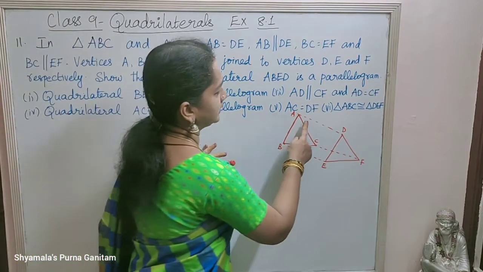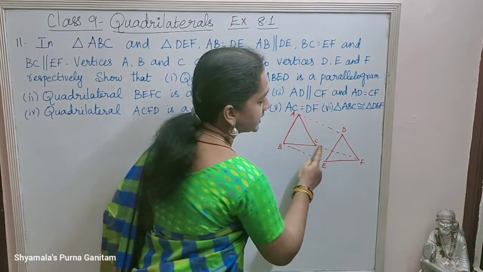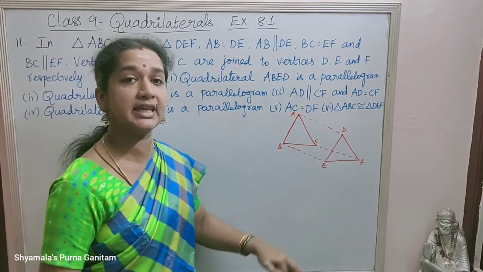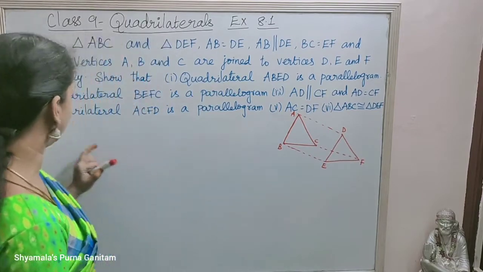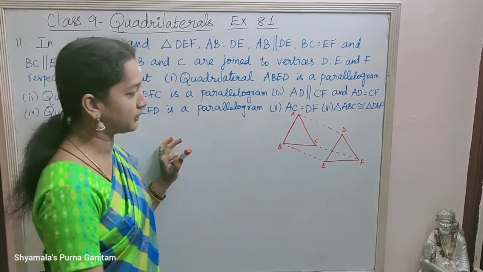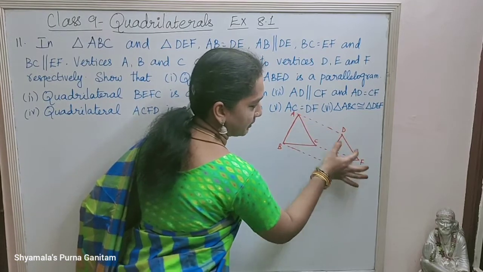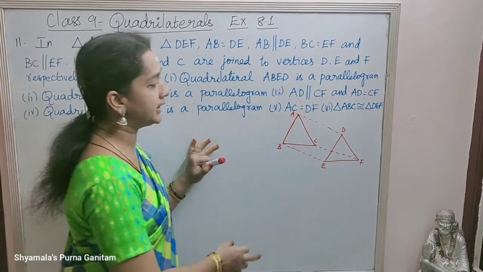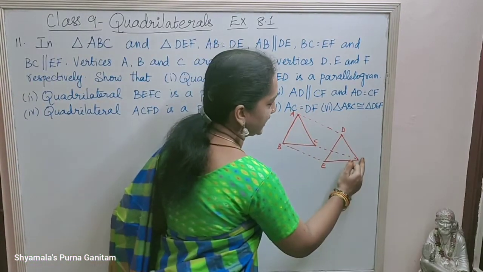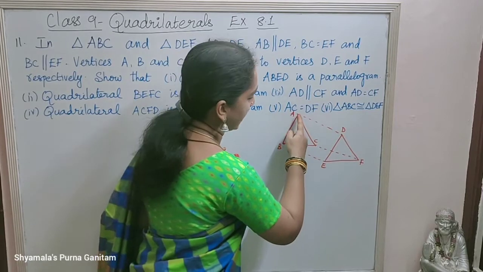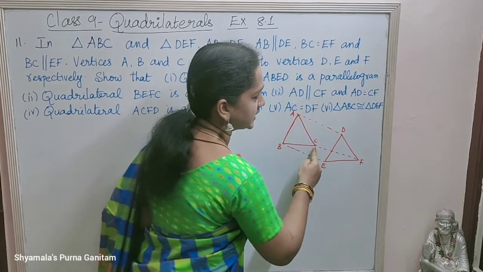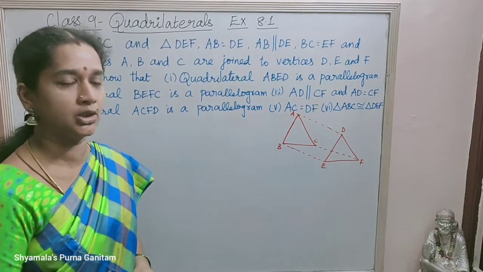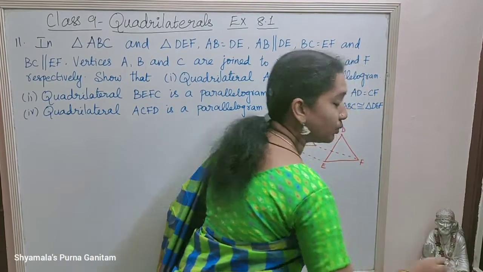Then AD parallel to CF. AD and CF are parallel to each other, and AD is equal to CF. That also you need to prove. Then quadrilateral ACFD, you are asked to prove that it is a parallelogram. Then AC is equal to DF, and triangle ABC is congruent to triangle DEF. So these are the things you are asked to prove. We will start doing one by one.